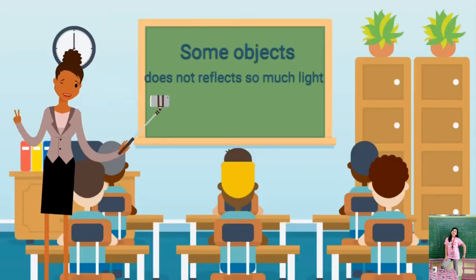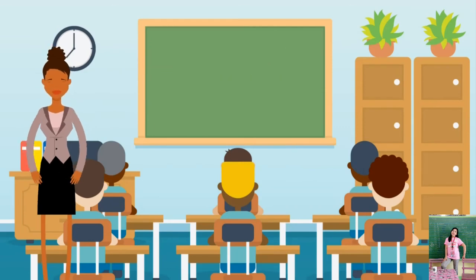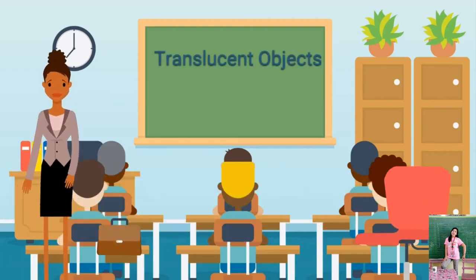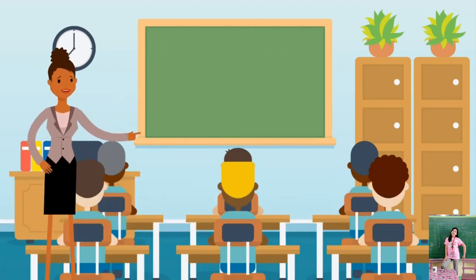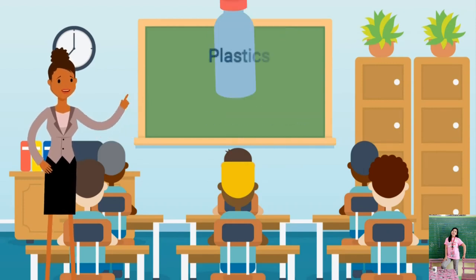Some objects do not reflect so much light. They are blurry and can only absorb a little amount of light to pass through them. These are called translucent objects. Some examples of translucent materials are wax paper, frosted window, and plastic.